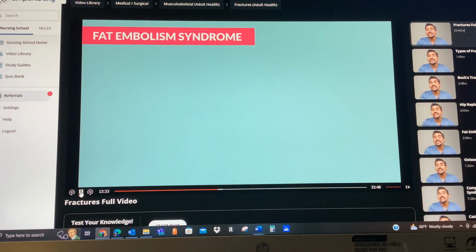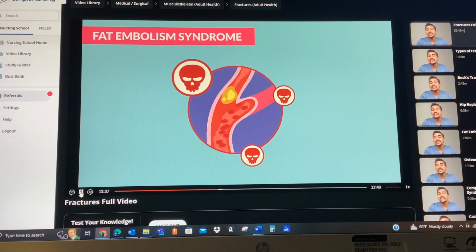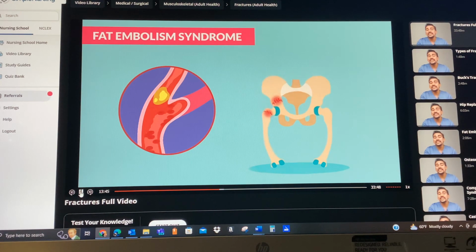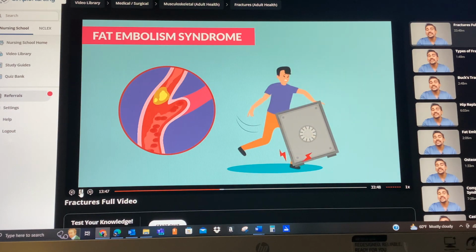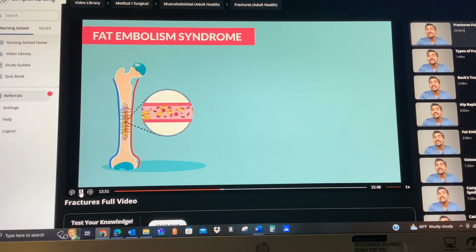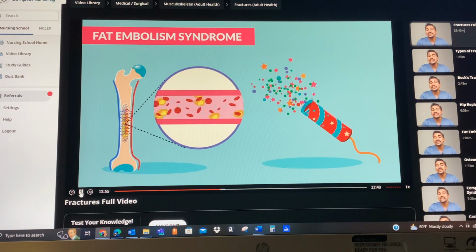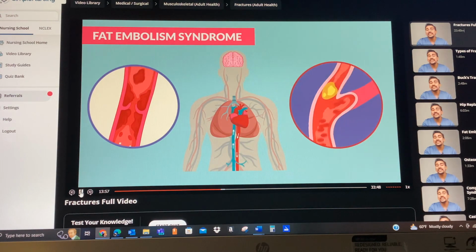Now, switching gears to the complications. The big one here is fat embolism syndrome. Now, this is a major complication with long bone injuries, like that of a femur, or even pelvic and hip fractures, and even crushing injuries, where bones are crushed under a heavy object, releasing fat globules into the bloodstream, kind of like a party popper. Just like a blood clot, this fat emboli could cause deadly blockage in the brain, heart, or even lungs.